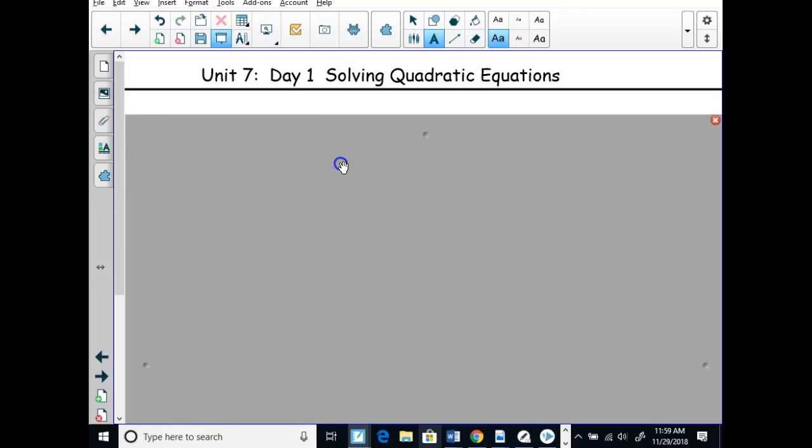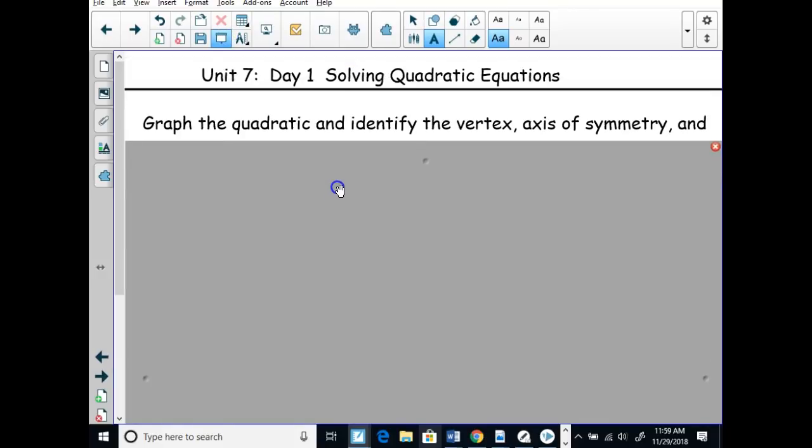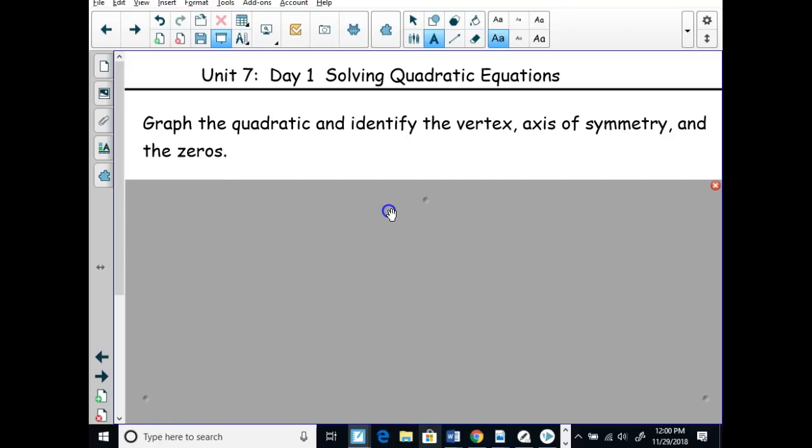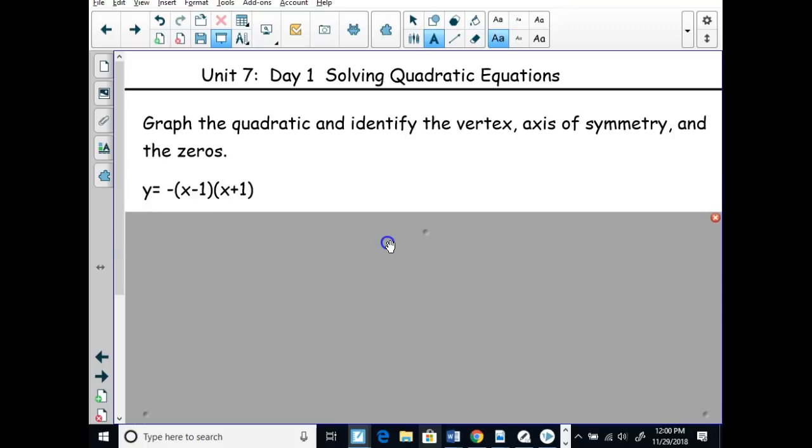Unit 7, Day 1, solving quadratic equations. Graph the quadratic and identify the vertex, axis of symmetry, and the zeros. What we're trying to get at here is that you can make a connection between your graph and finding the zeros, the solutions. y is equal to negative times the quantity of x minus 1 times the quantity of x plus 1. This is an intercept form.